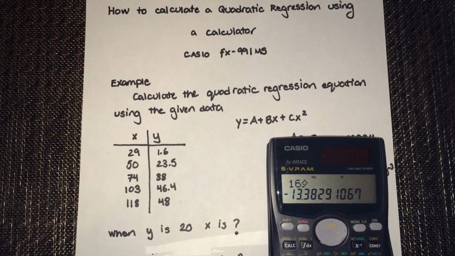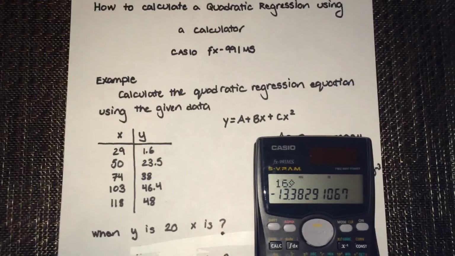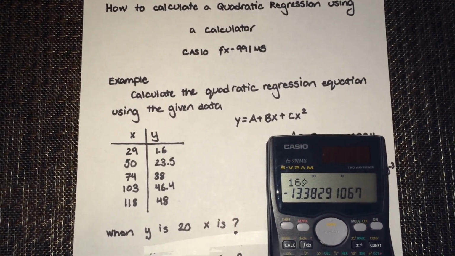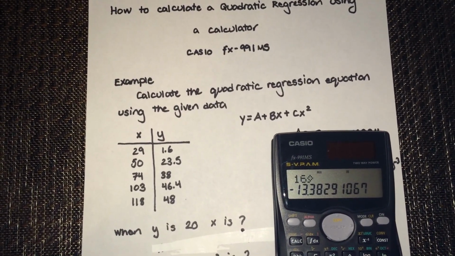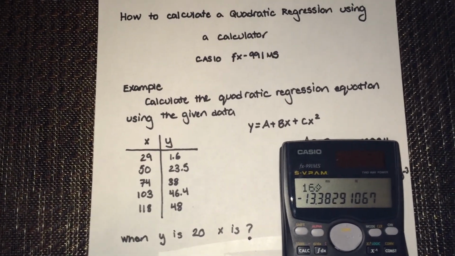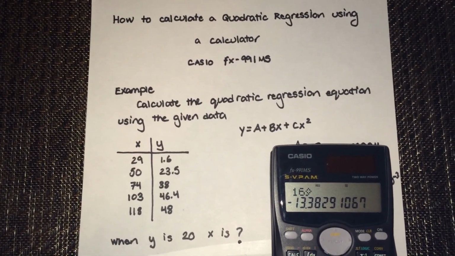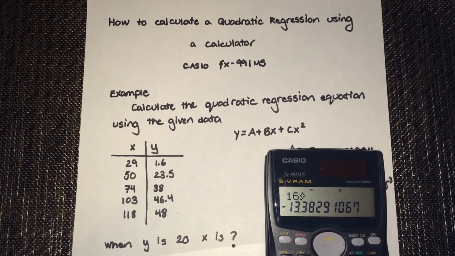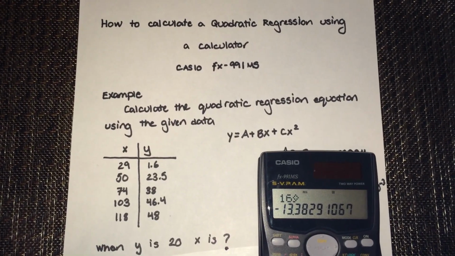And if you want to see some tips on how to enter in data, such as if you have duplicate data, there are some quick ways of doing that. Please watch the video on tips on entering data into the calculator. There's another video that will show you how to enter data into the calculator. And that's how you calculate a quadratic regression using the Casio fx-991MS.